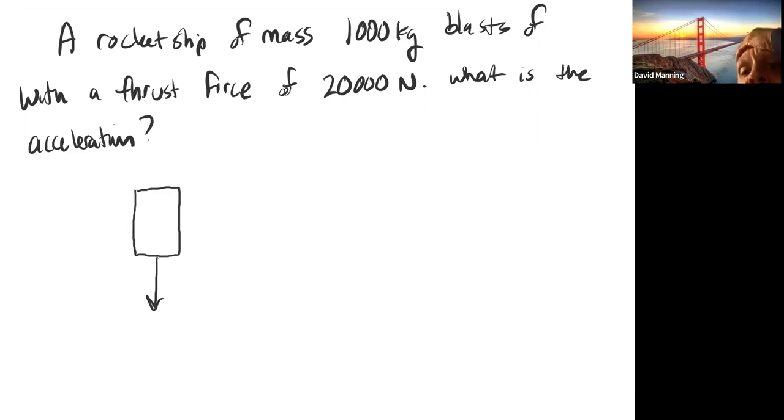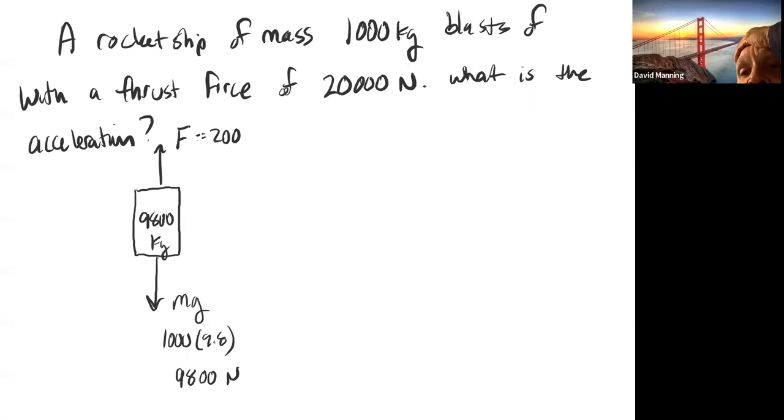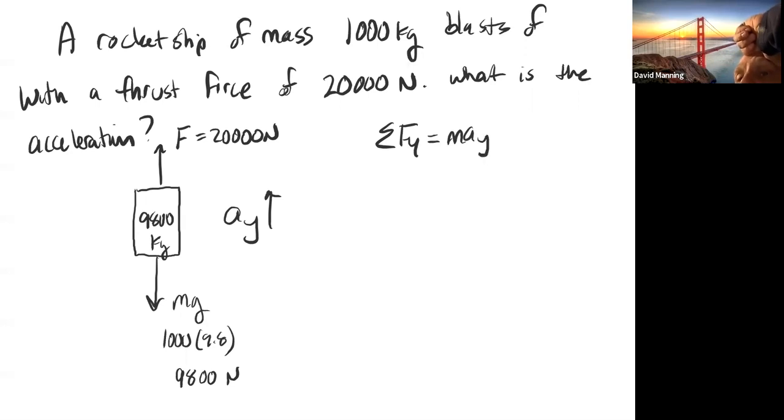We've got the weight acting on it, 1,000 times 9.8, 9,800 newtons. We've got a thruster force here, I'll call this F, 20,000 newtons. We want to find the acceleration in the Y. So we say the sum of the forces in the Y equals MAY. F minus mg, which is W, equals MAY.